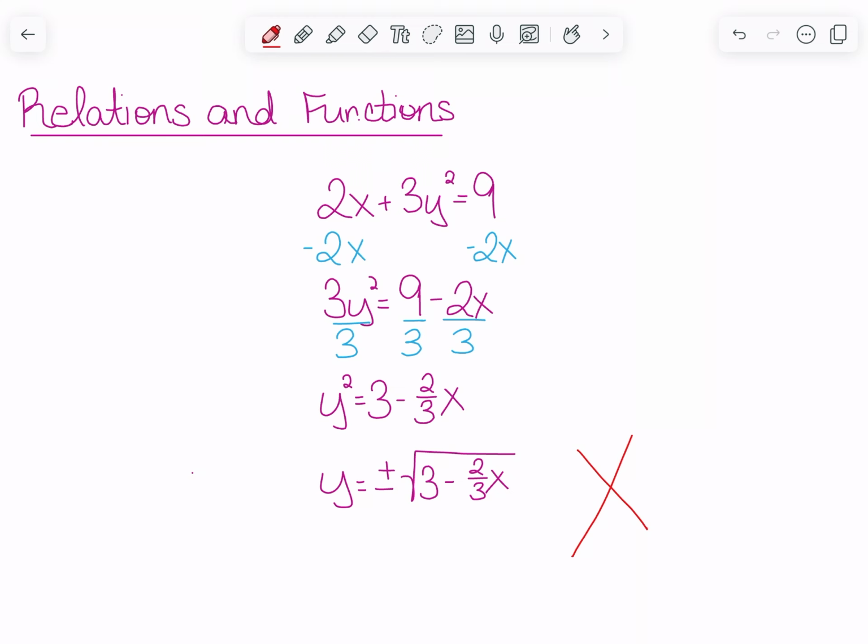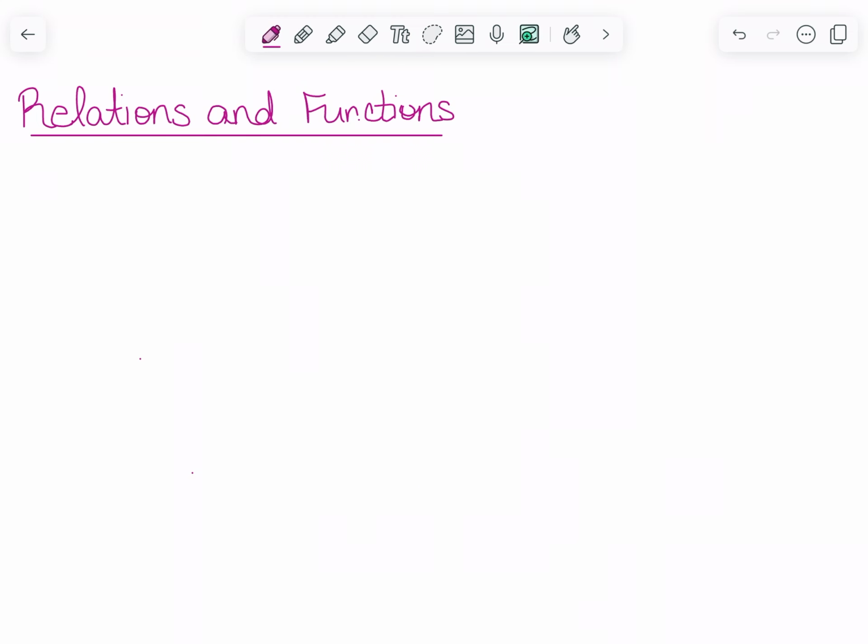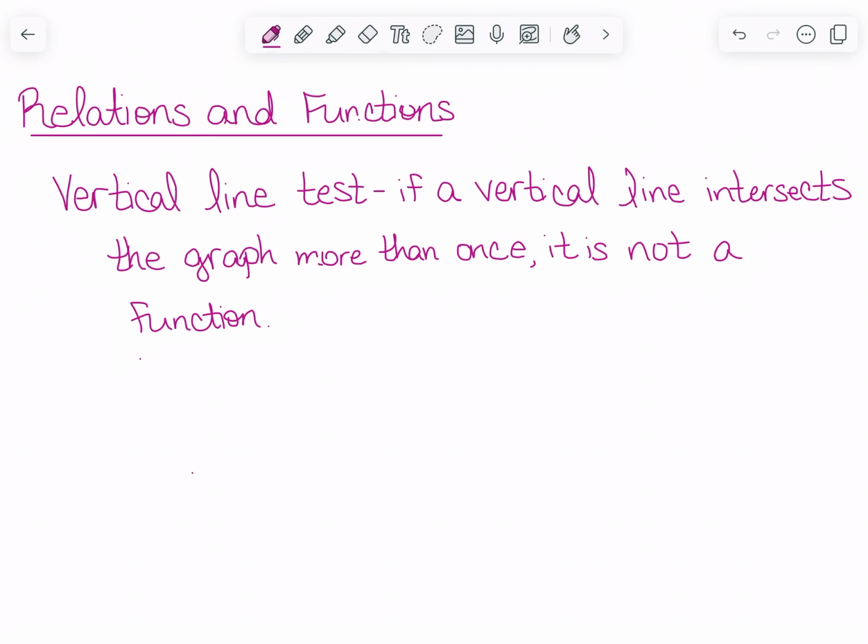The final way we'll look at to represent a function is with a graph. To determine if a graph represents a function, we use what's called the vertical line test. The vertical line test states that if a vertical line intersects the graph more than once, then it is not the graph of a function.